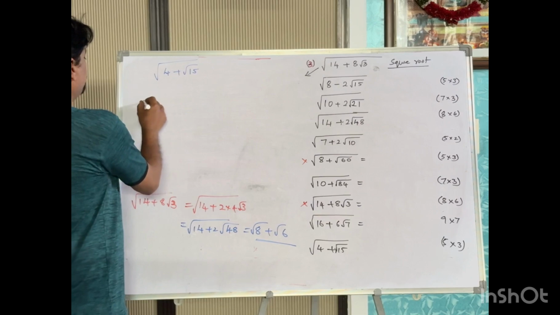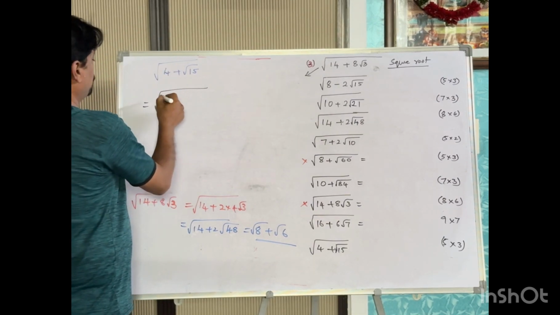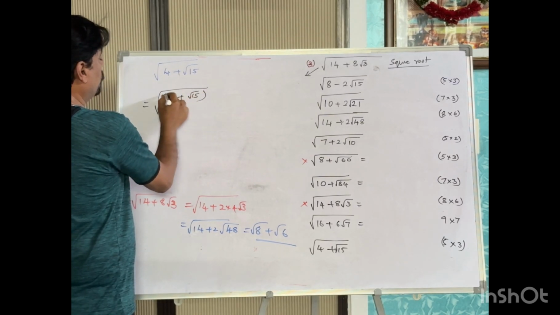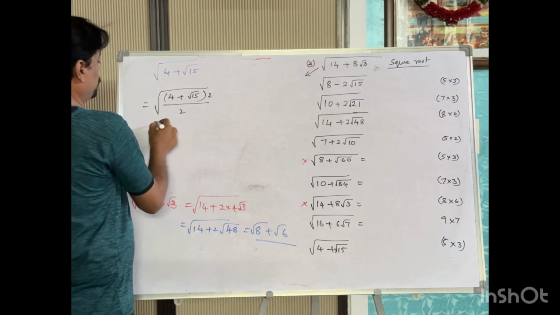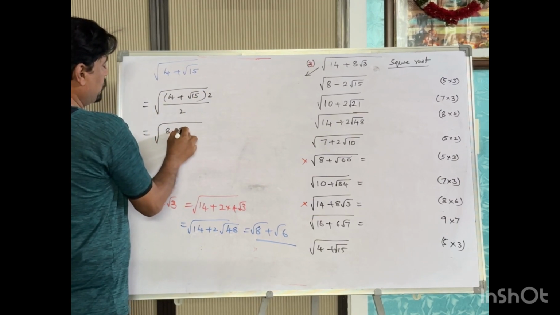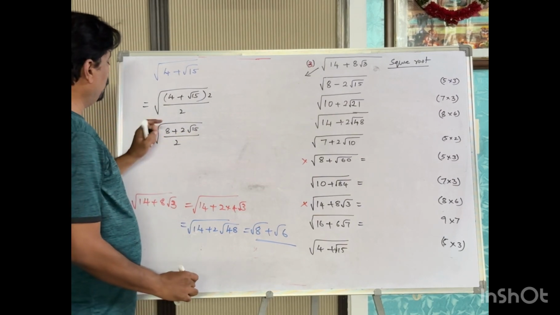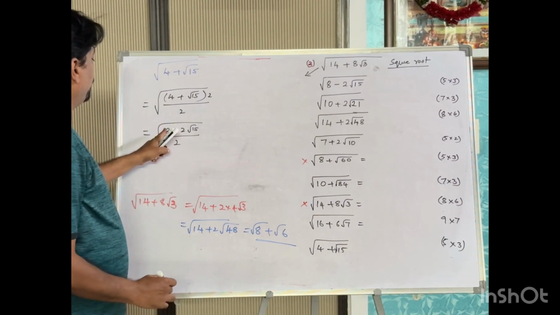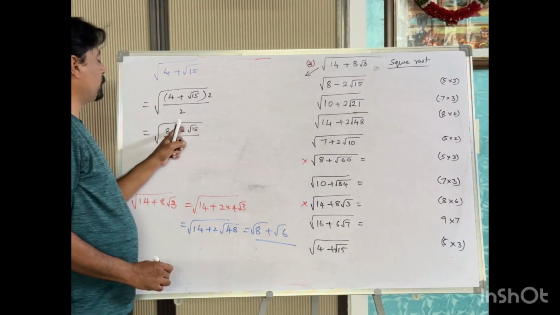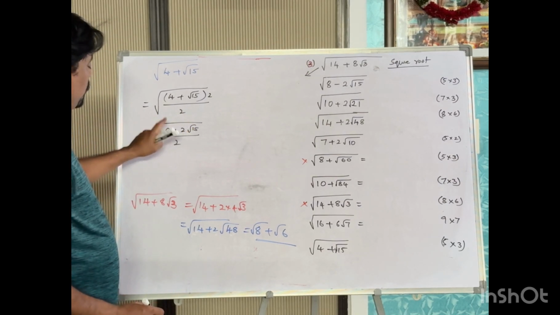So for that purpose, what I am doing here under root, you multiply with 2 and divide with 2. So 4 plus root 15 into 2 by divide by 2. So this becomes 2 4s are 8 plus 2 root 15 by 2. Now the numerator is in the form of a plus or minus 2 root b. This is in the form of a plus 2 root b. Now split the 15 and add. If you want to add, you want to get 8.